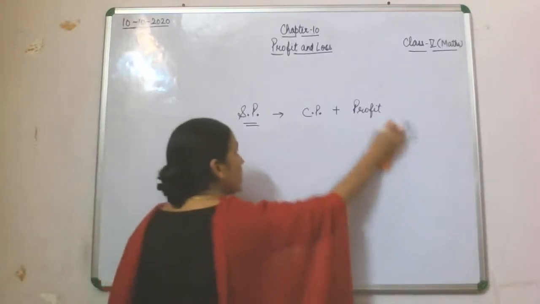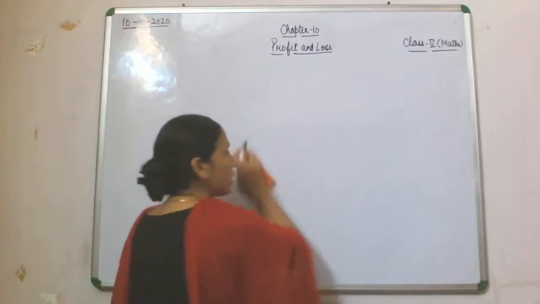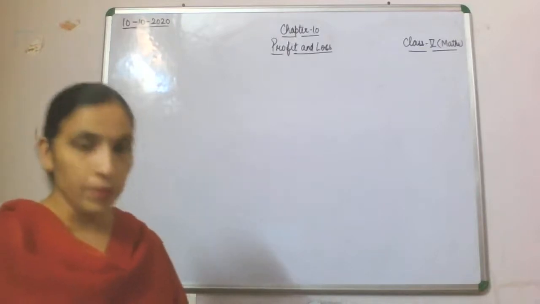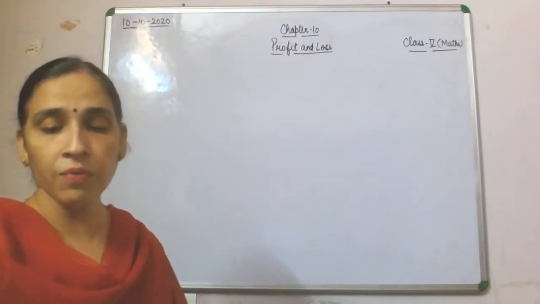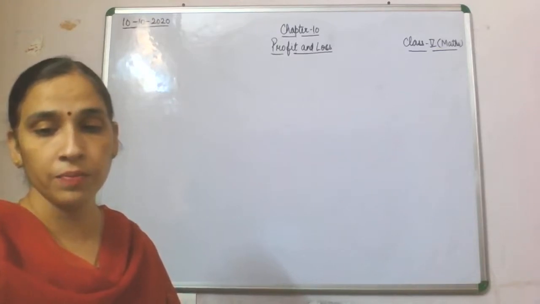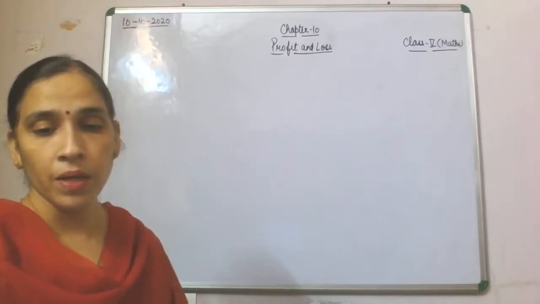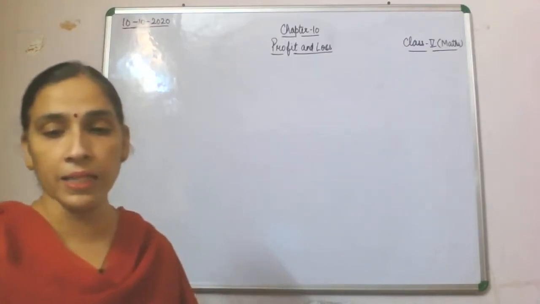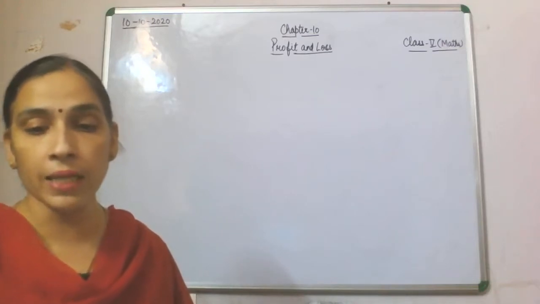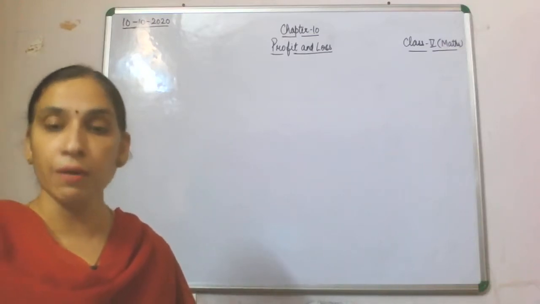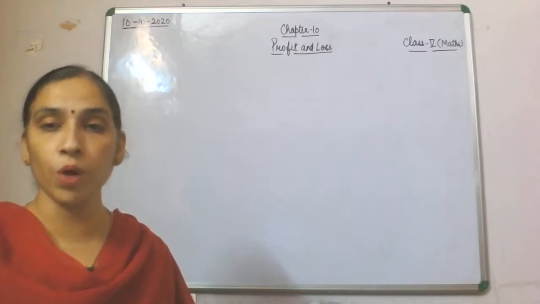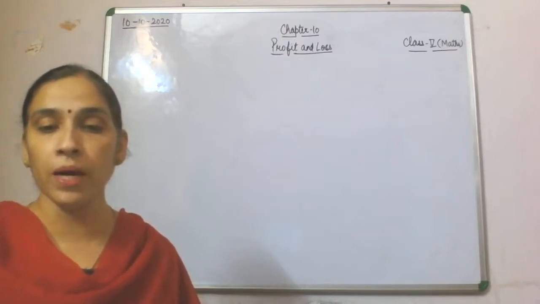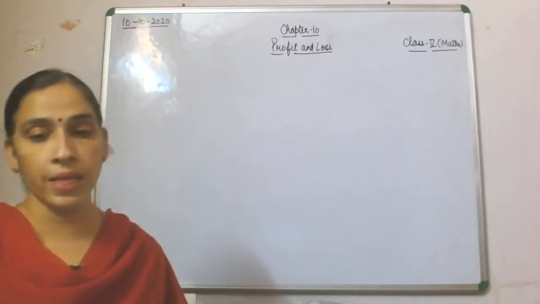Selling price, this formula, and selling price with the other formula. So children, first of all, we will take a question from example 5. Akhil bought a bicycle for rupees 9,560. If he wants to earn a profit of rupees 500, at what price should he sell it?